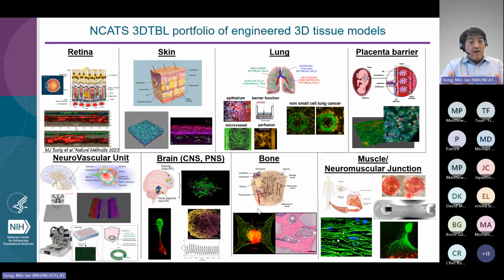So in the later slides, I'm going to focus only on the retinal tissue and the lung model. However, if you are interested in the other models, please let me know. We are happy to discuss further.